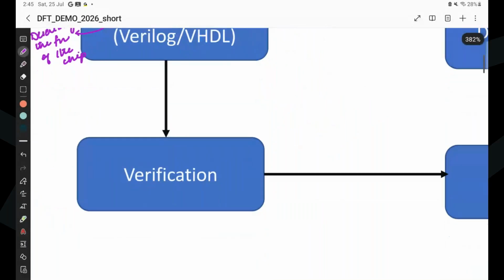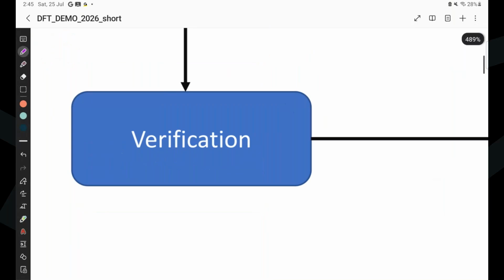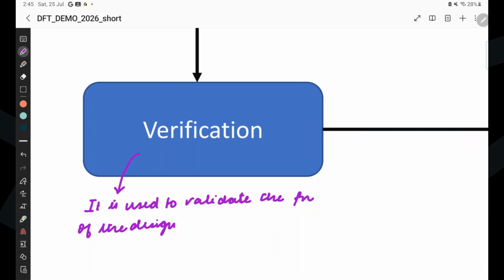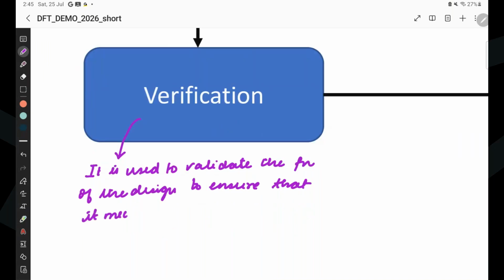And then after the design team, we have the verification team. Verification is actually to validate the functionality of the design, to ensure that it meets the required specifications and performs as intended.